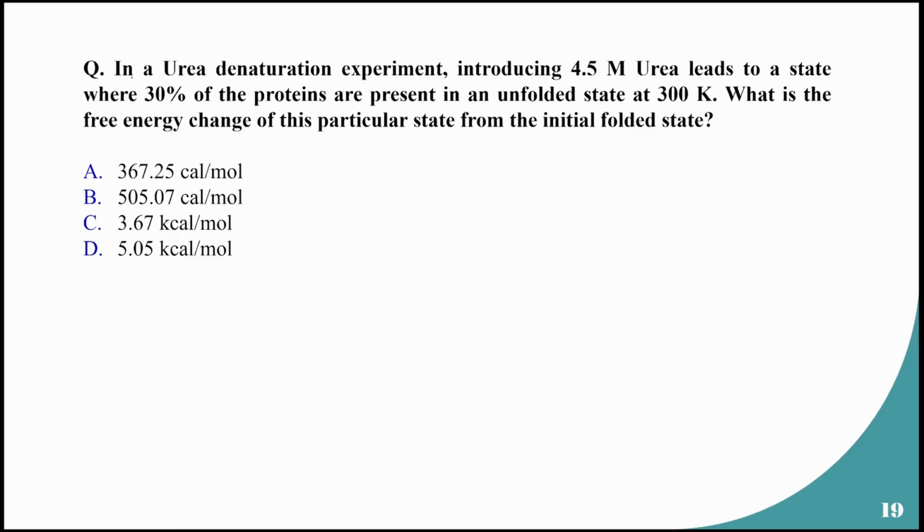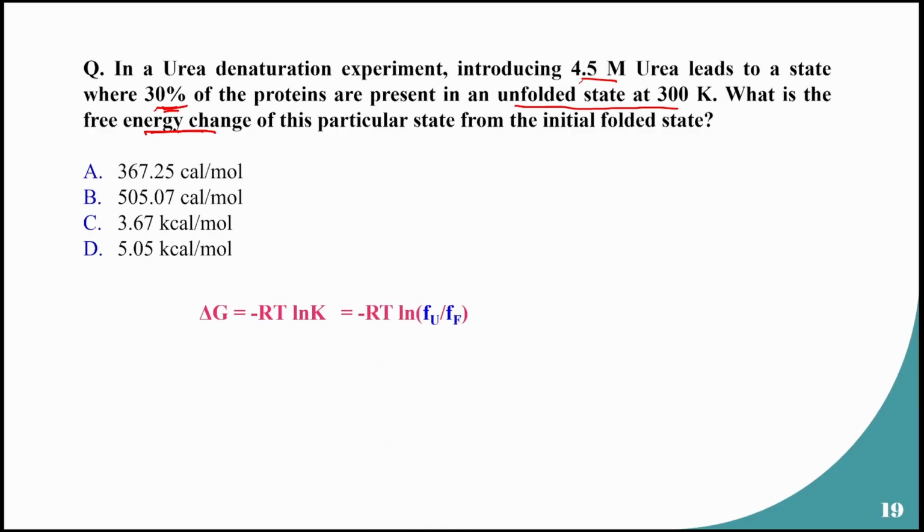In this particular question, it's kind of the same. It's asking: if 4.5 molar urea leads to a state where 30% of the proteins are present in an unfolded state at 300 Kelvin, what is the free energy change from the initial folded state? Of course, we know any free energy change calculation is minus RT ln K. In this case, K will be a fraction. Since it's talking about 30% of the protein, we can say that it is 0.3.